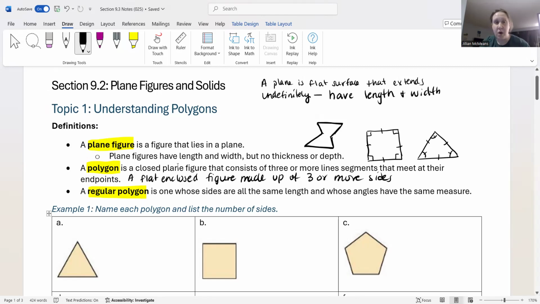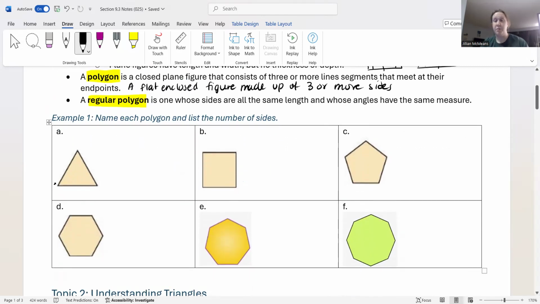Okay, so example 1, it says name each polygon and list the number of sides. I'm going to start by counting the number of sides, and then we're going to be able to very easily name our polygons, because we name our polygons based on the number of sides they have. Down here, we know the shape is a triangle. It's a triangle because it has 1, 2, 3 sides. In math, or really in the world in general, the way we indicate 3 is tri. So this is a triangle.